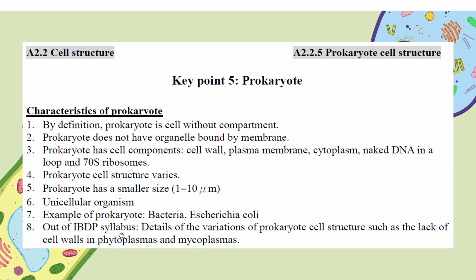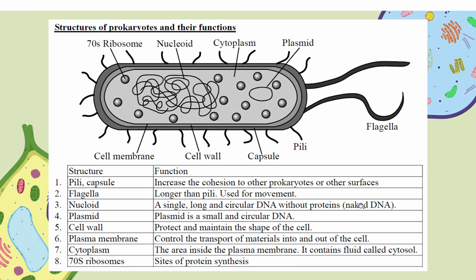If you look at the old past papers, they have displayed this diagram, for example the details of the variation of prokaryotic cells. This is a typical prokaryote. You can see a lot of different parts. We will explain it bit by bit.